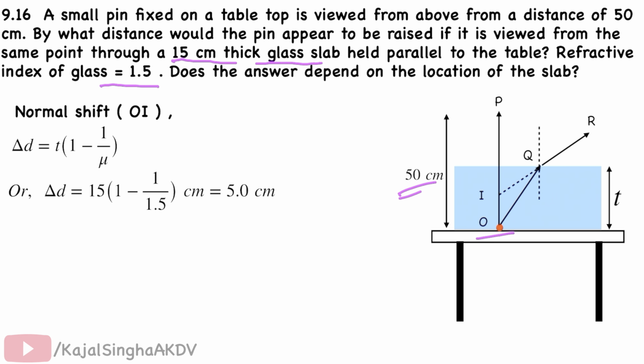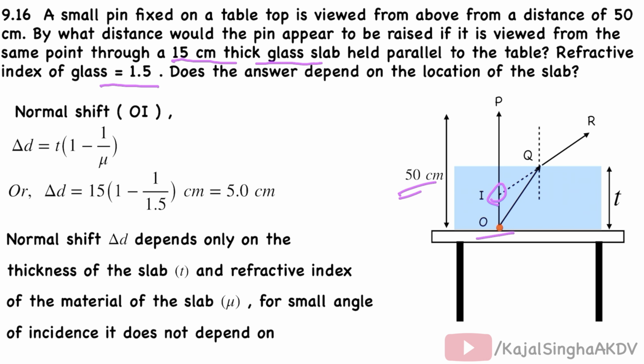So here delta D equals 15 into 1 minus 1 by 1.5, since the thickness of the slab has been given as 15 centimeter and the refractive index of the glass is given as 1.5. So we get 5 centimeter. This is the normal shift. So the observer sees the image of this pin at point I, and here IO is the normal shift.